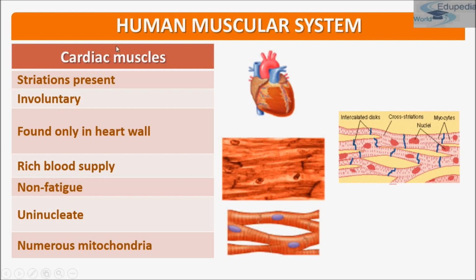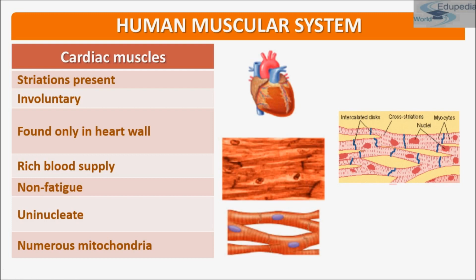And this is the diagram of cardiac muscle fiber, and these are the intercalated discs. These blue bands are intercalated discs, which are a link between two cardiac muscle cells. And this is the nucleus, and that's why they are uninucleate in nature. And they show cross striations just like skeletal muscles. And these are myocytes, that means muscle cells.